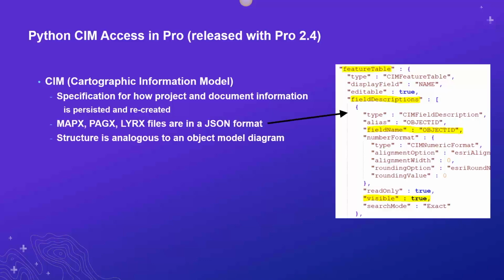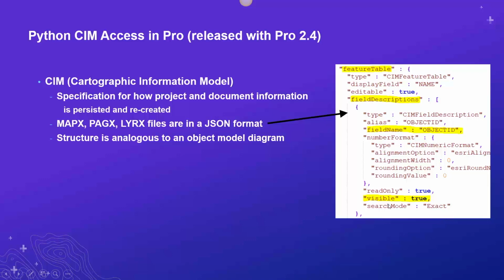Now, more than just the APRX, we also have these other X files, like a MAPX. You can save a map out to a MAPX file, or you can save a layout out to a PAGEX file. These are simple text files that you can open in a variety of editors, and they represent a JSON structure or JSON format.